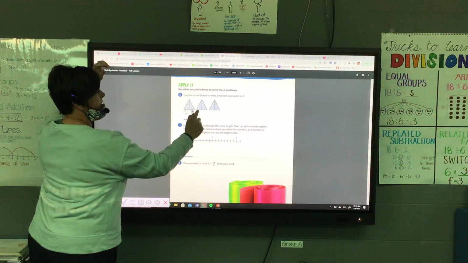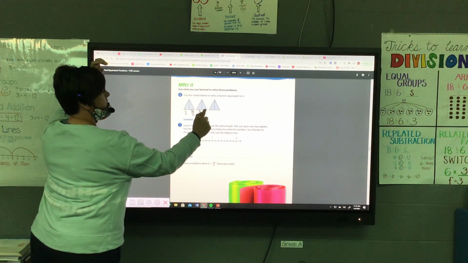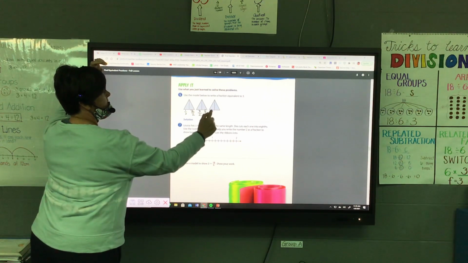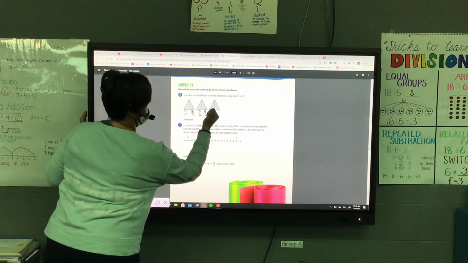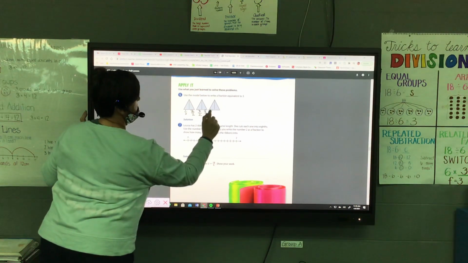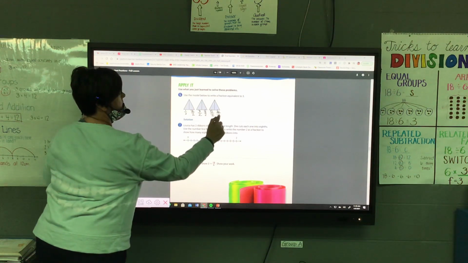This would be how many halves? 3 halves. How many halves? 4 halves. How many halves now? 5 halves. Oops, I don't know why I wrote 6. I was counting ahead. 5 halves. And then this one would be 6 halves.